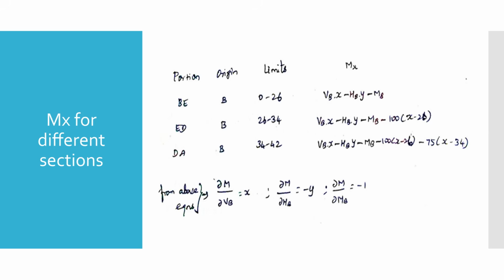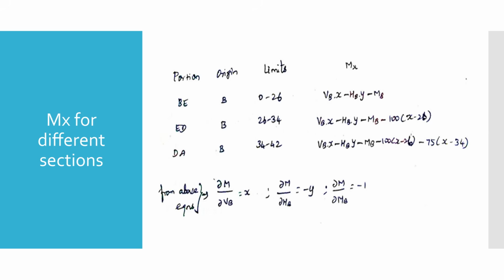Next, we establish bending moment expressions Mx taking origin at right support B. Measuring from B, the 100 kilonewton load acts at 26 meters and the 75 kilonewton load acts at 34 meters. For portion BE, from 0 to 26 meters, Mx equals VB times x minus HB times y minus MB. For portion ED, from 26 to 34 meters, Mx equals VB times x minus HB times y minus MB minus 100 times (x minus 26). For portion DA, from 34 to 42 meters, we subtract 75 times (x minus 34).